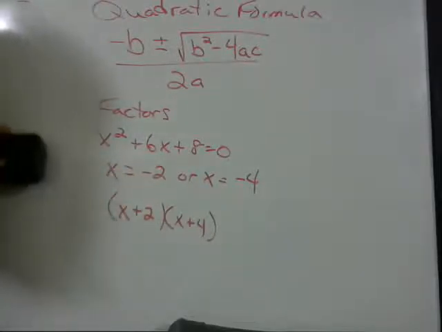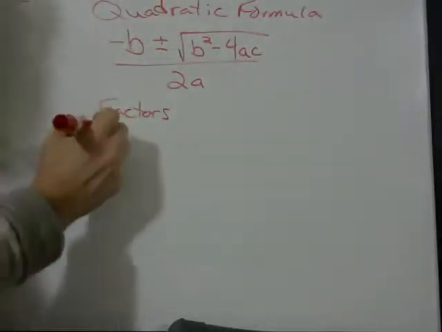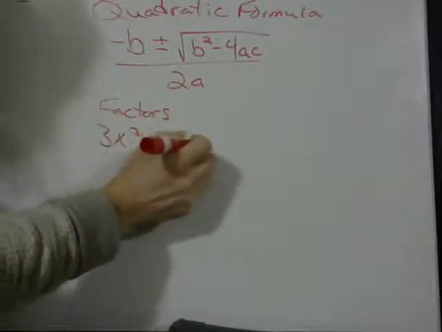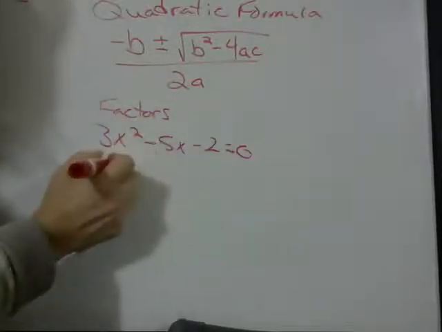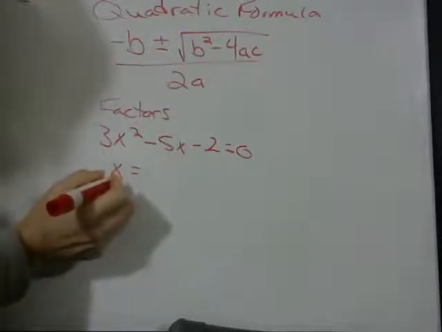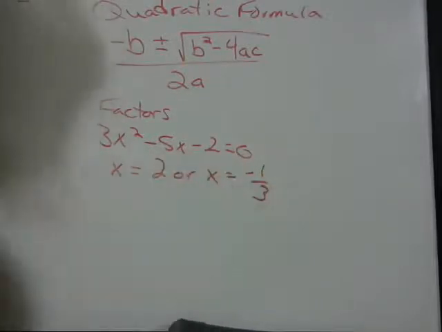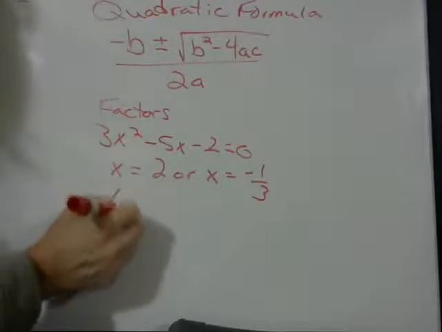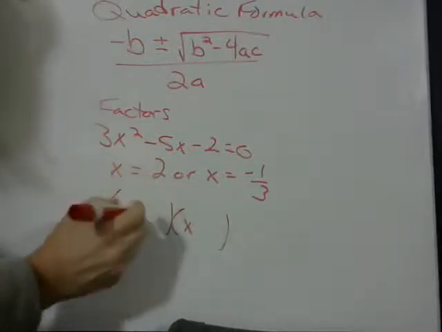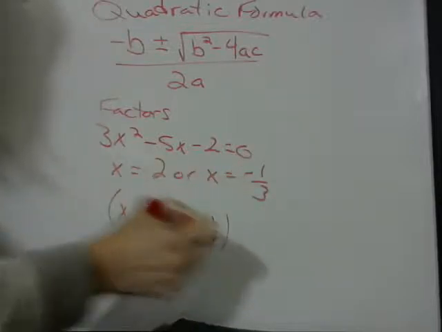Okay, then that's right. So remember our second example we did, which was 3x squared minus 5x minus 2 equals 0. And we got x equals 2 or x equals negative 1/3. So the factors, again, just write it like this. Write your two parentheses with an x. This is a positive 2, so you're going to write a negative 2. This is a negative 1/3, so you're going to write a positive 1/3.